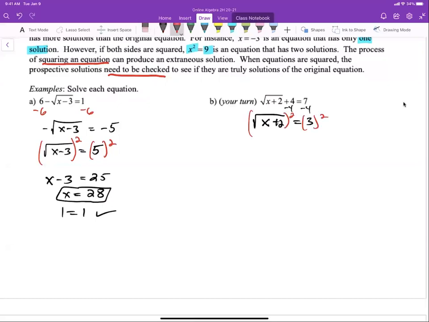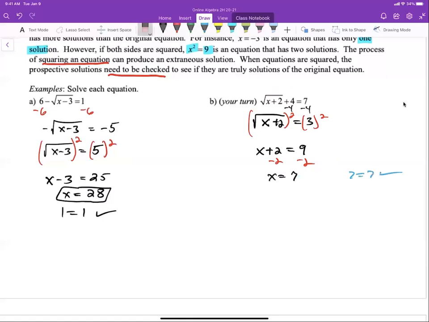So I have a square in the middle of this process, so I need to check for extra solutions. So I get x plus 2 equals 9. I need to subtract 2 from both sides, and I get x equals 7. And the last step is to confirm that that 7 is truly a solution. So 7 plus 2 is 9. Square root of 9 is 3. 3 plus 4 is 7. And so, sure enough, we get 7 equals 7, and so it works.